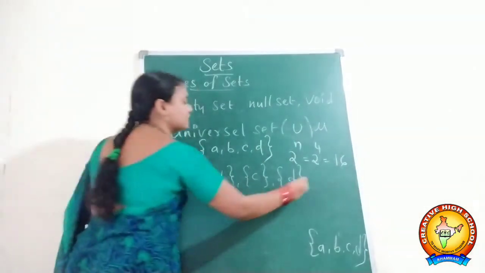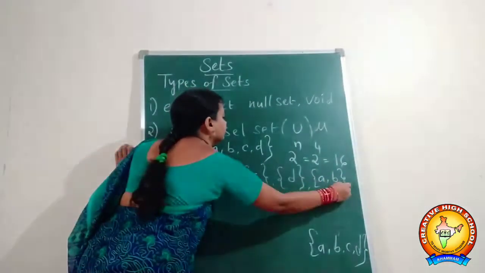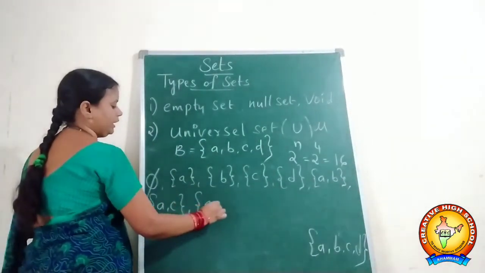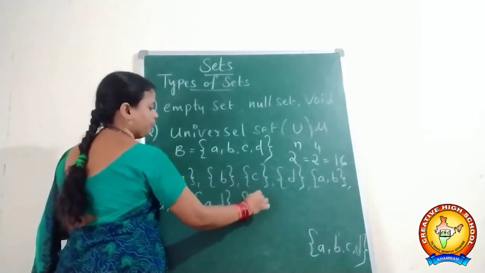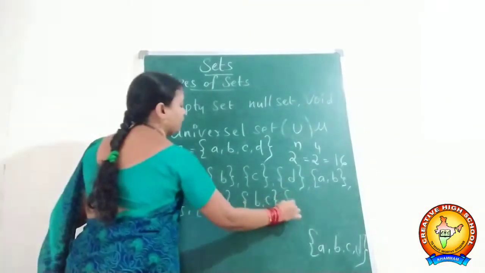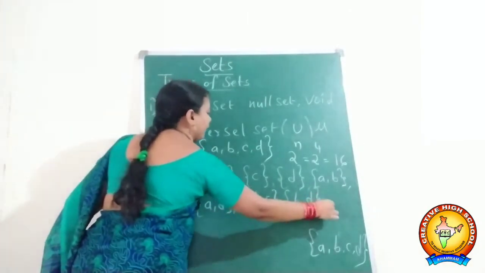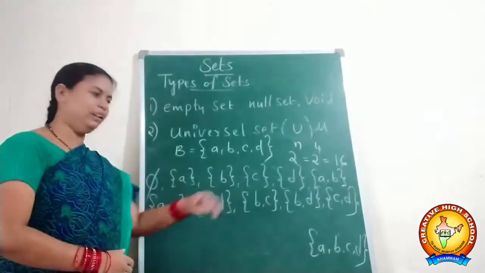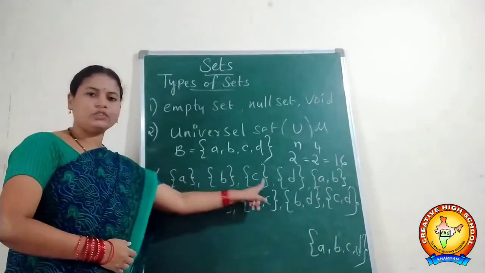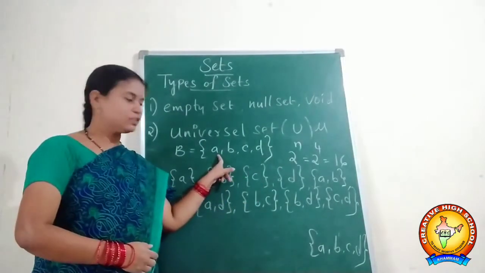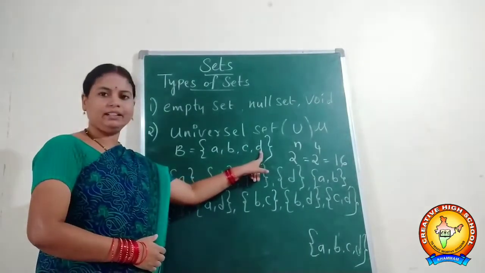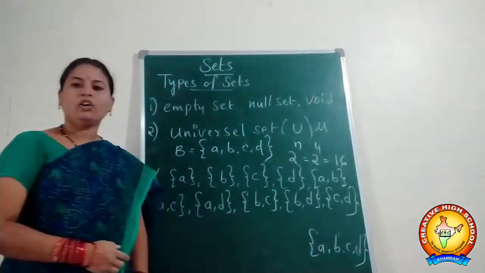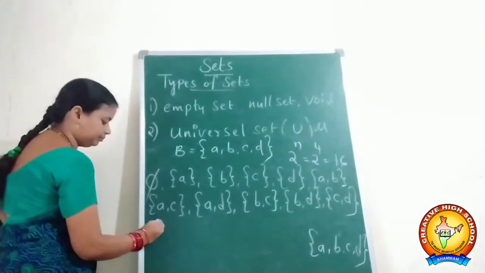Now take two elements: AB, AC, AD, BC, BD and CD. Take them in order, then you will get all the subsets. First I took individually A, B, C, D. With A I started: AB, AC, AD. Then I started with B: BC, BD. Then I started with C: CD. Two elements completed.